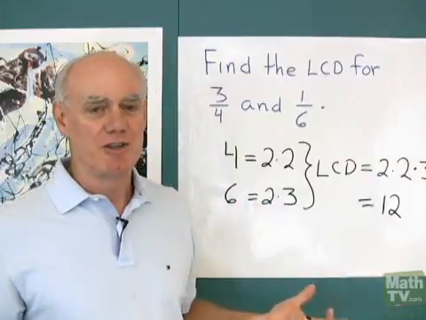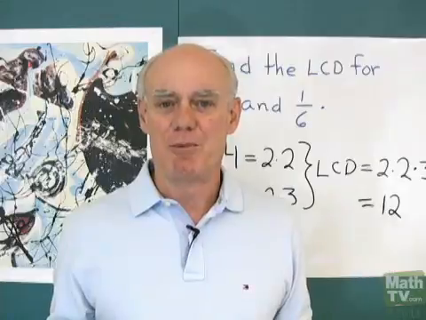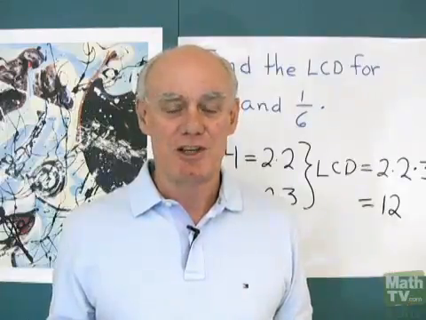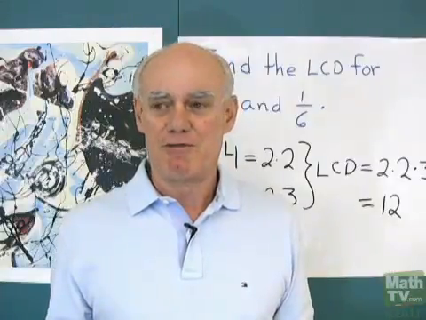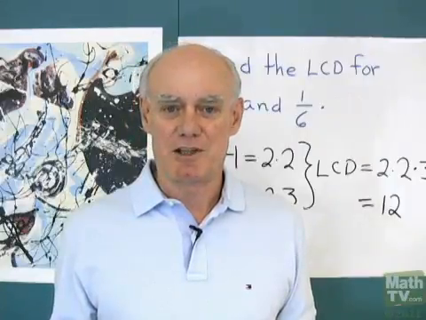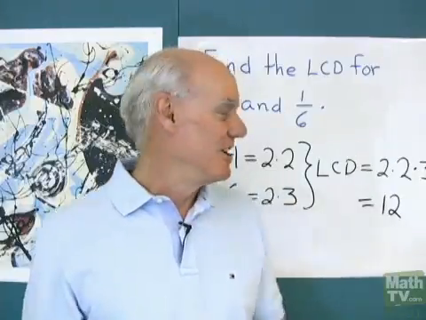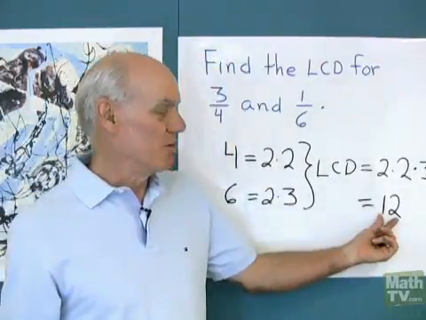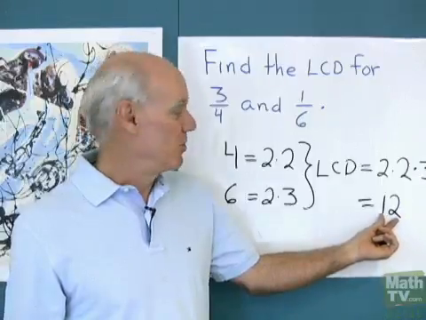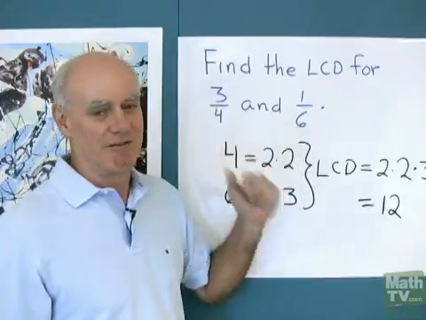How many numbers are divisible by 4 and 6? An infinite number. There's no limit to the number of numbers that are divisible by 4 and 6. For a number to be divisible by 4, it just needs a factor of 4. To be divisible by 6, it needs a factor of 6. How many numbers have factors of 4 and 6? Many, many, many numbers. So this, though, is the smallest of all those numbers. 12 is the least common denominator for the fraction 3/4 and the fraction 1/6.